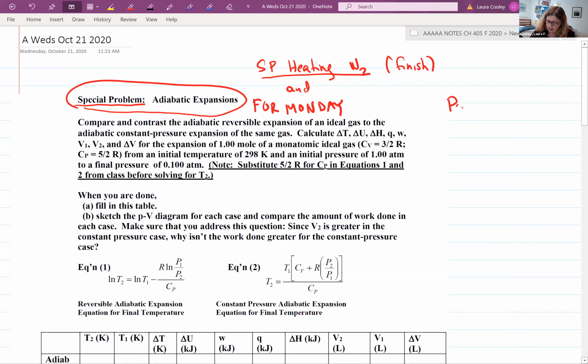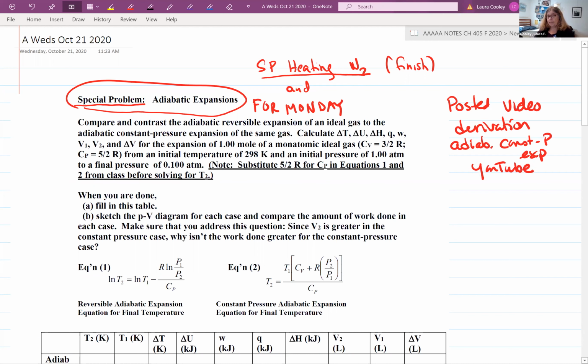I posted a video that has the derivation, analogous to the one I did last time, which was for an adiabatic reversible expansion. This derivation is for an adiabatic constant pressure expansion, and it's on YouTube on the channel we've been using. It's on Blackboard. I'm never going to really ask you to derive it because you can just copy it from the video, so I don't see a point in that, but you may want to take a look at it anyway.